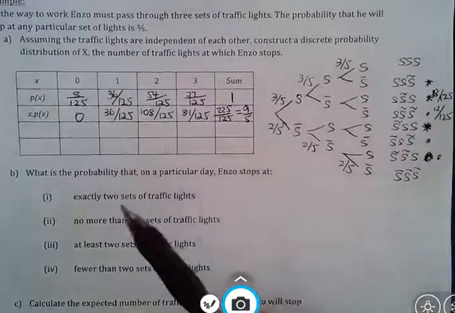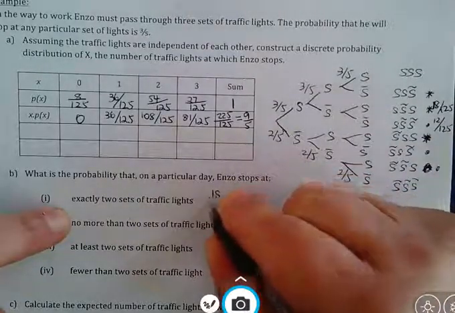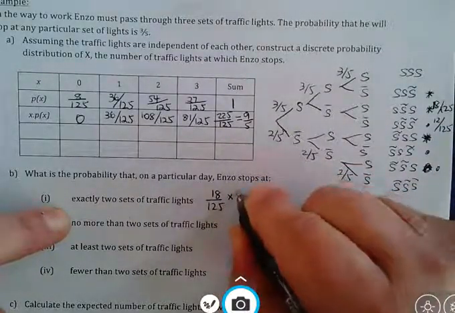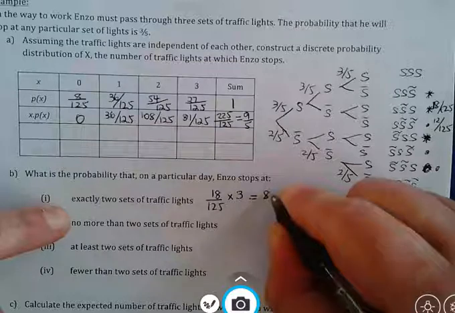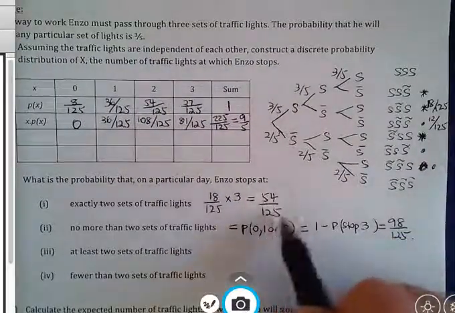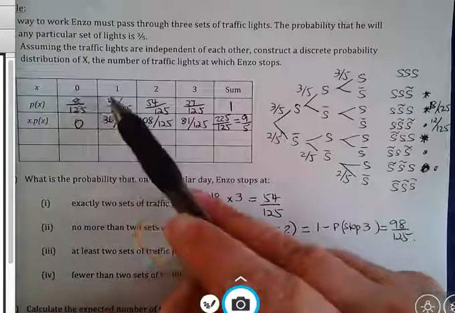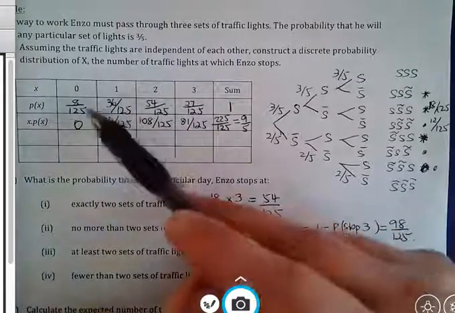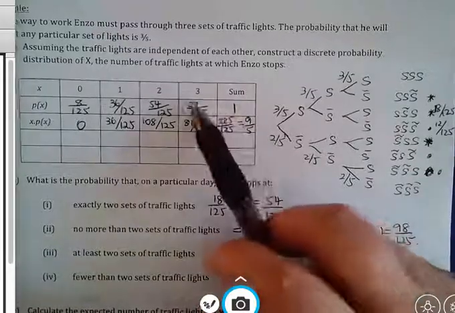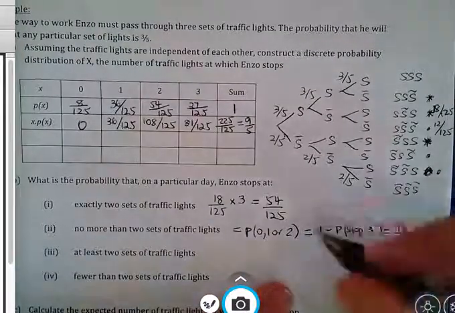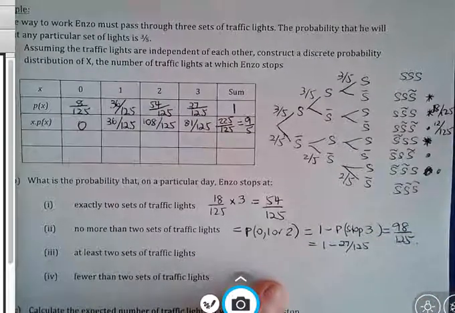Actually, these questions down here, the probability that he stops at exactly 2 sets of traffic lights, we've already done that. That was 18 over 125 times 3, which was 54 over 125. Now, no more than 2 sets of traffic lights. So we could have 0, 1, or 2 sets of traffic lights. Instead of adding those 3 probabilities together, it would be easier to do the total, which is 1 minus probability of stopping at 3, which is 1 minus 27 over 125, which is 98 over 125.